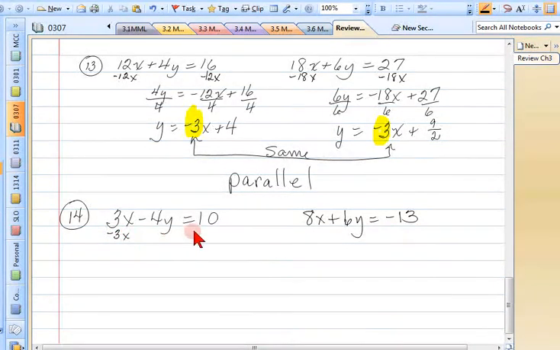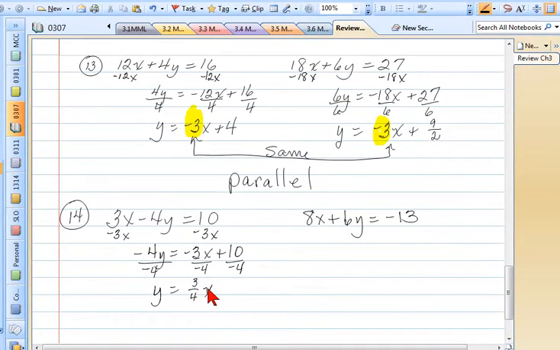First equation, I'm going to subtract 3x. That gives me negative 4y is equal to negative 3x plus 10. Divide by negative 4. I end up with y is equal to negative over negative is positive. So I'm going to say positive 3/4 x. Now this fraction, whoops, I'm going to change that back to negative. A positive divided by a negative will be a negative, and I'm going to reduce that to 5/2.